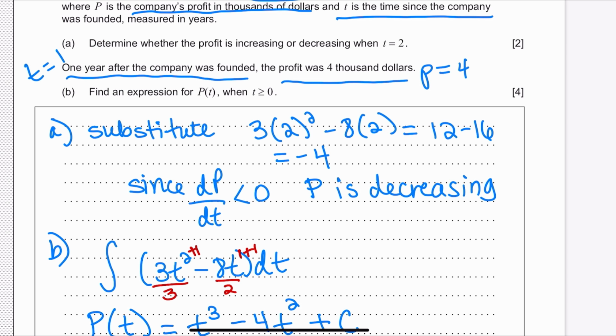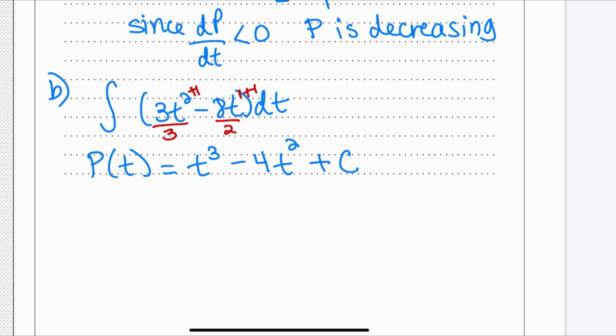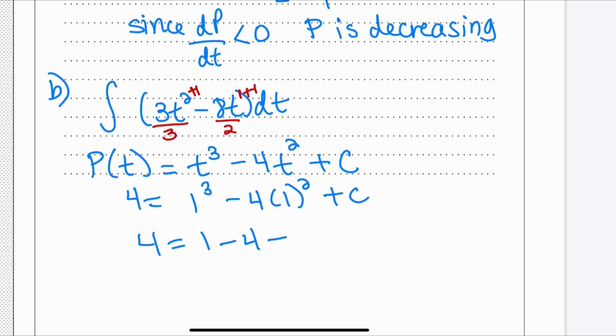So I'm going to go ahead and substitute that information so that I can figure out my answer. So that means that 4 is equal to 1 to the third power minus 4 times 1 squared plus c. So 4 equals 1 minus 4 plus c. 4 is equal to negative 3 plus c, and c is equal to 7.